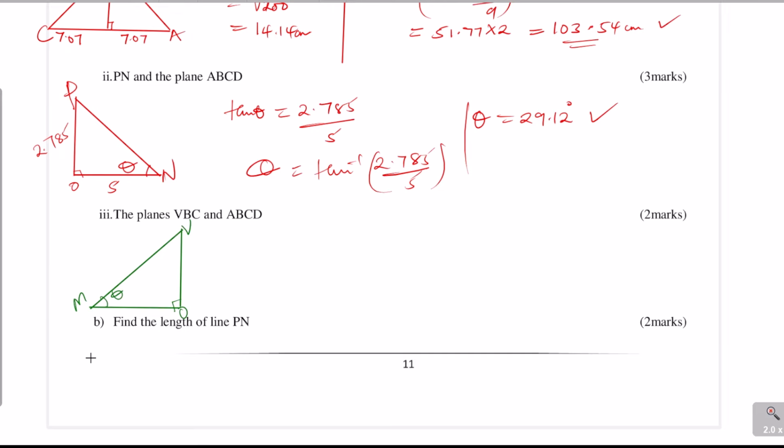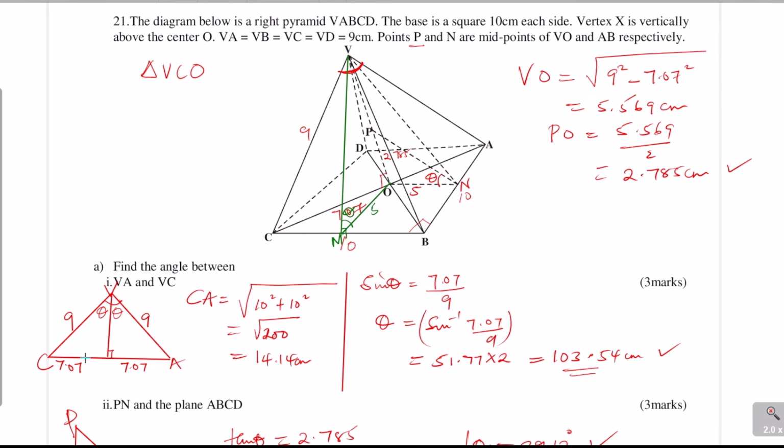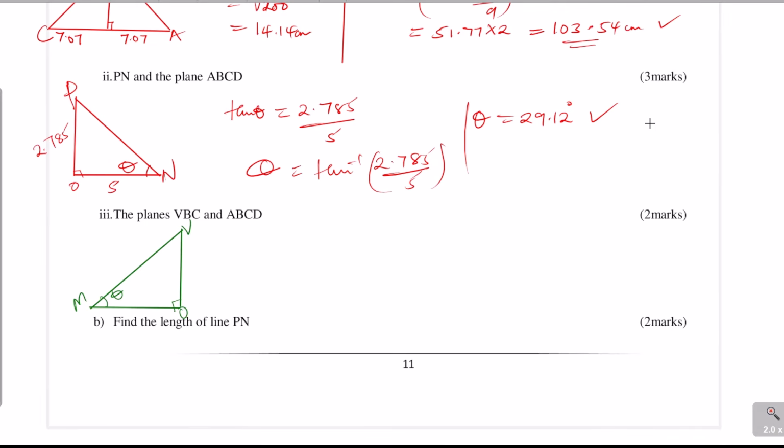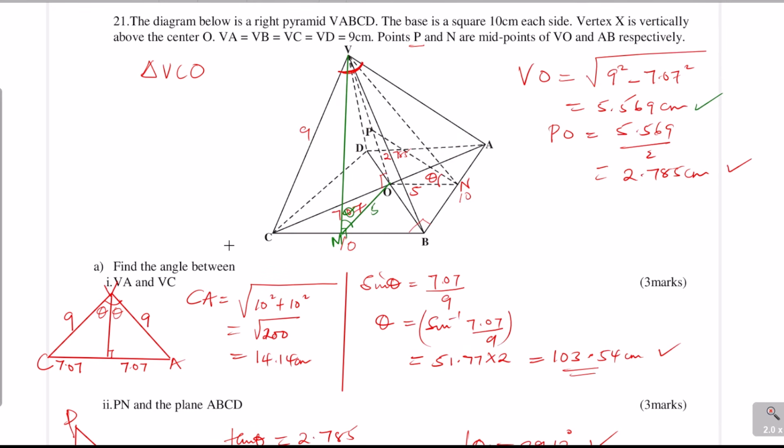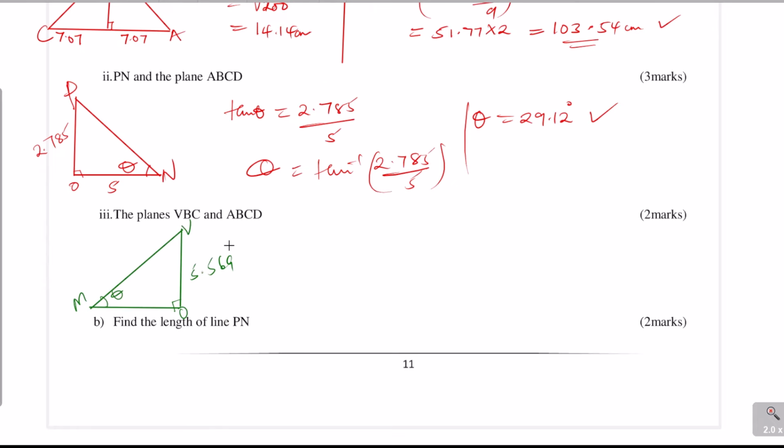Take you to the diagram again. Look at that diagram, VMO. So we have VO, we got it earlier, 5.569. And then we have MO. MO is 5 centimeters. That is 5. So it is possible to get that angle.